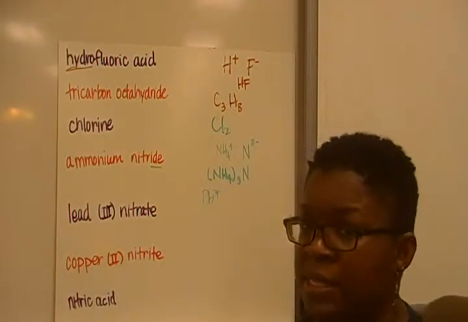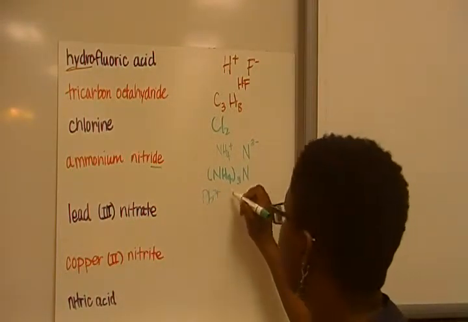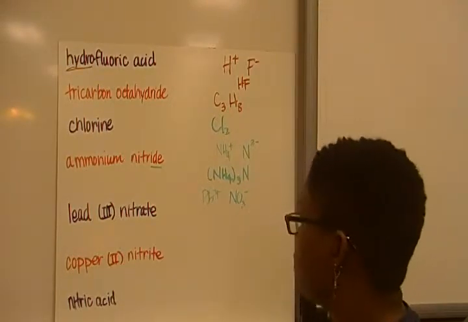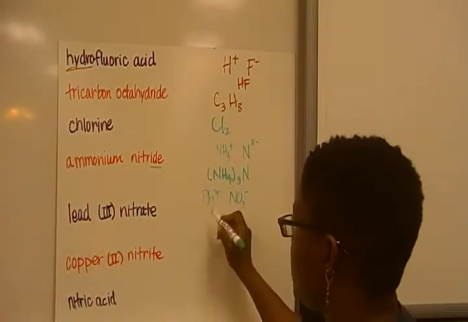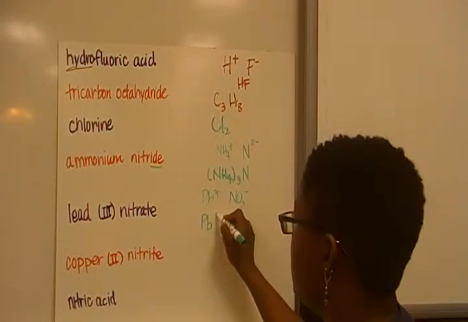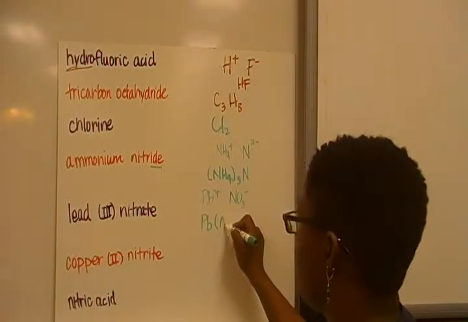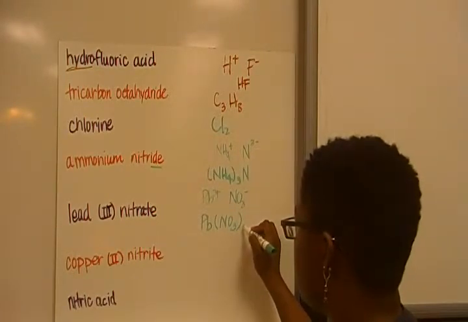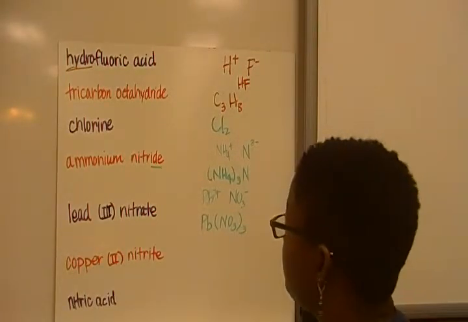Nitrate is one of those polyatomic ions that we have to memorize. It's NO3 at the bottom with a minus at the top. So we're going to need 3 of these nitrates. So it's going to be Pb, parentheses, NO3, close parentheses, with a 3 on the outside.